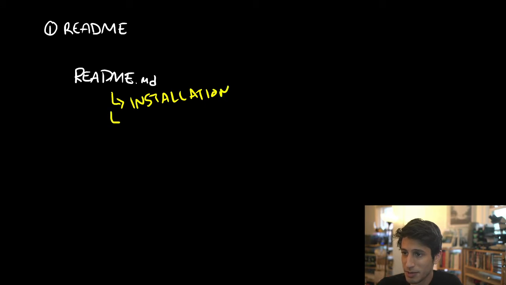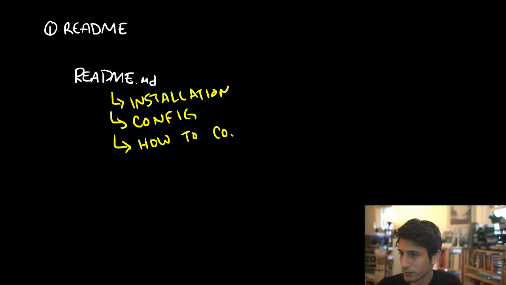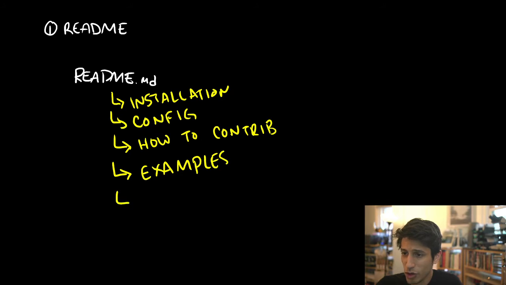Maybe it has some configuration options. That can be in a README file. It might have information on how to contribute. Might have examples of how to run the project. And it can have so much more information. The READMEs are a great resource, and oftentimes they'll have links to other great resources.